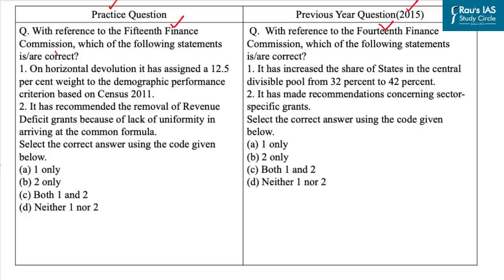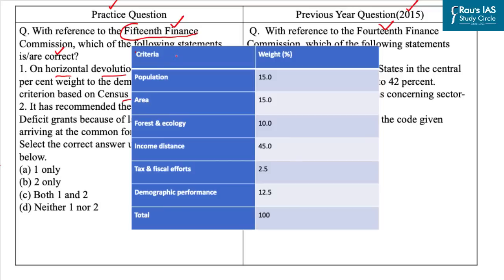Here you have to find out the correct statements with respect to 15th Finance Commission. The first statement is on horizontal devolution. It has assigned a 12.5% weight to the demographic performance criteria based on census 2011. Now, horizontal devolution is based on principles of need, equity, and performance. Overall, the devolution formula is as follows: population, second is area, third is forest and ecology, fourth is income distance, fifth is tax and fiscal efforts, sixth is demographic performance.